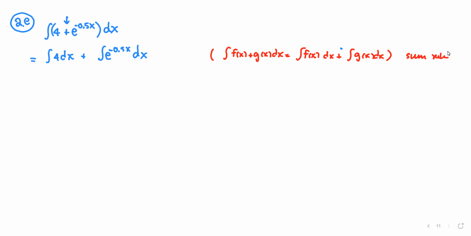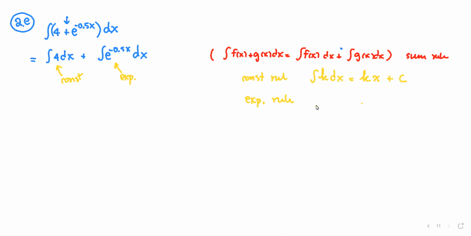For the first term, this is a constant. We're going to use a constant rule, which is the integral of the constant k with respect to x equals k times x plus c. The second one is in the exponential form. We're going to use the exponential rule.